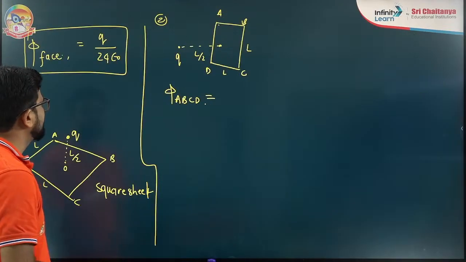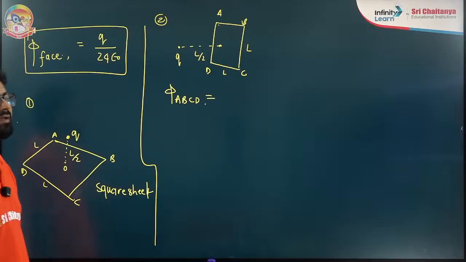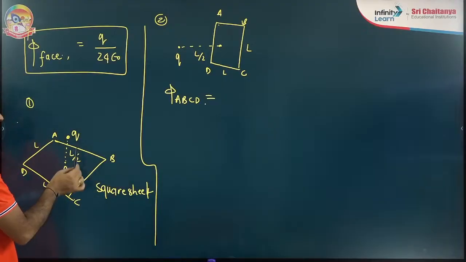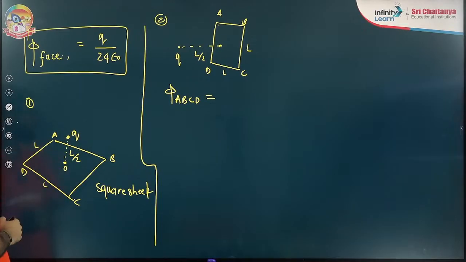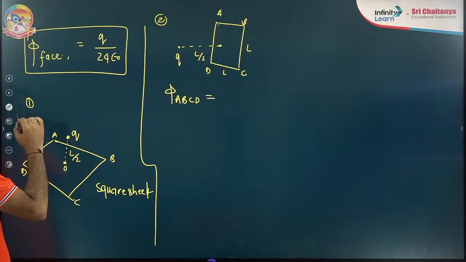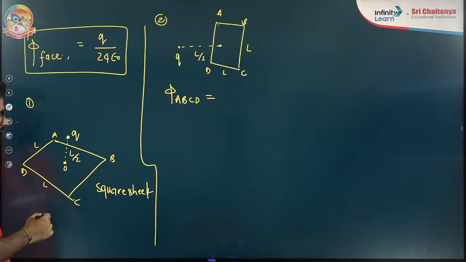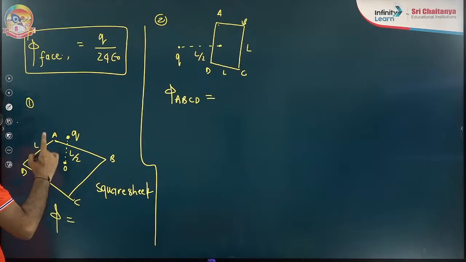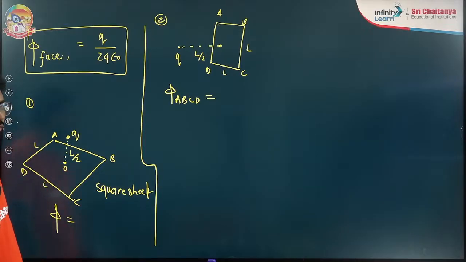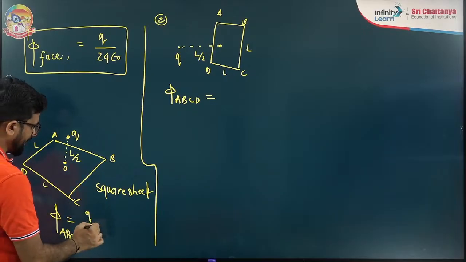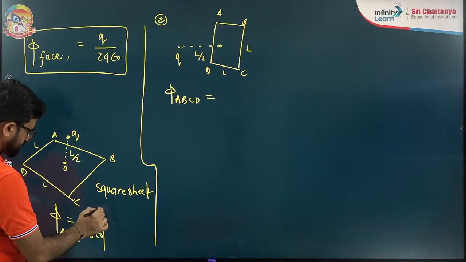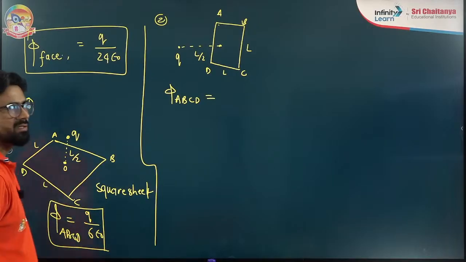Now if you see this question, this is one square sheet, A, B, C, D. The side length is L, and perpendicular to this face at a distance of L by 2, charge Q is placed. So now the question is: what is the flux associated with this part? This is nothing but one face of the cube, that means the flux associated with ABCD is equal to Q by 6 epsilon.